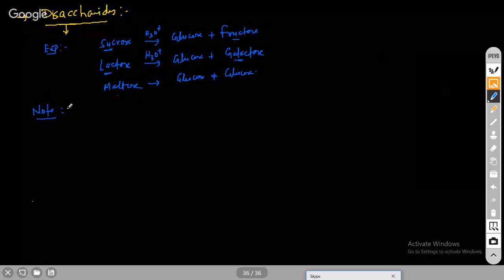One note you write down into this: in disaccharides, monosaccharides are joined by glycosidic linkage, whatever you say, glycosidic linkage. Okay.